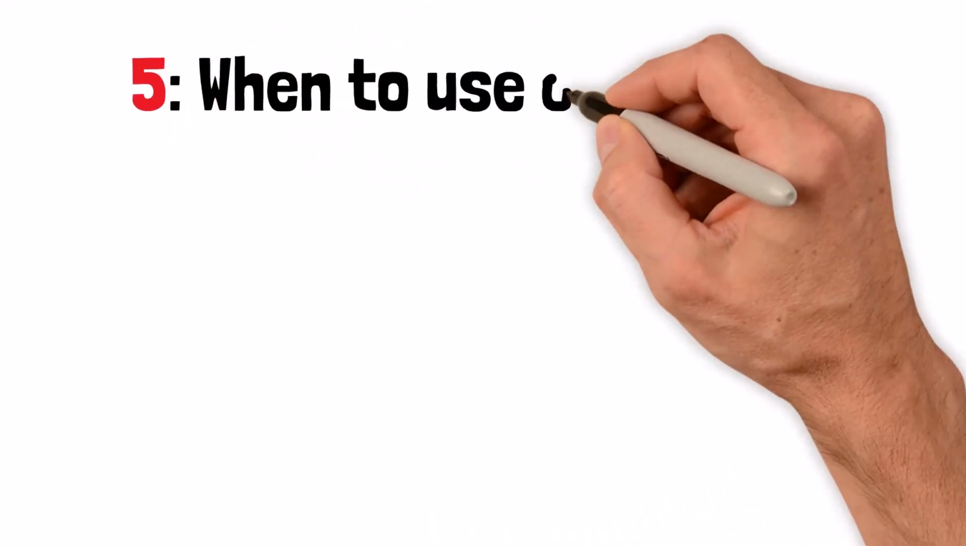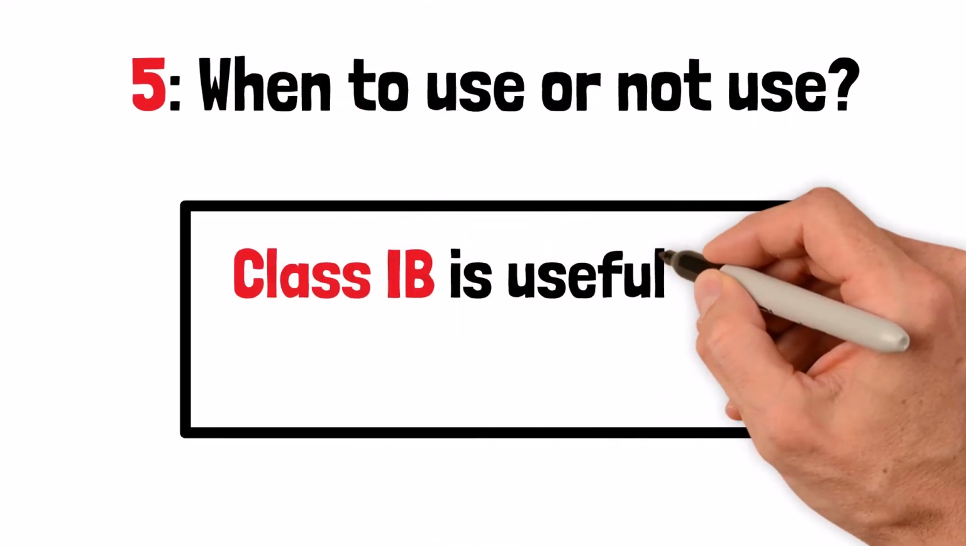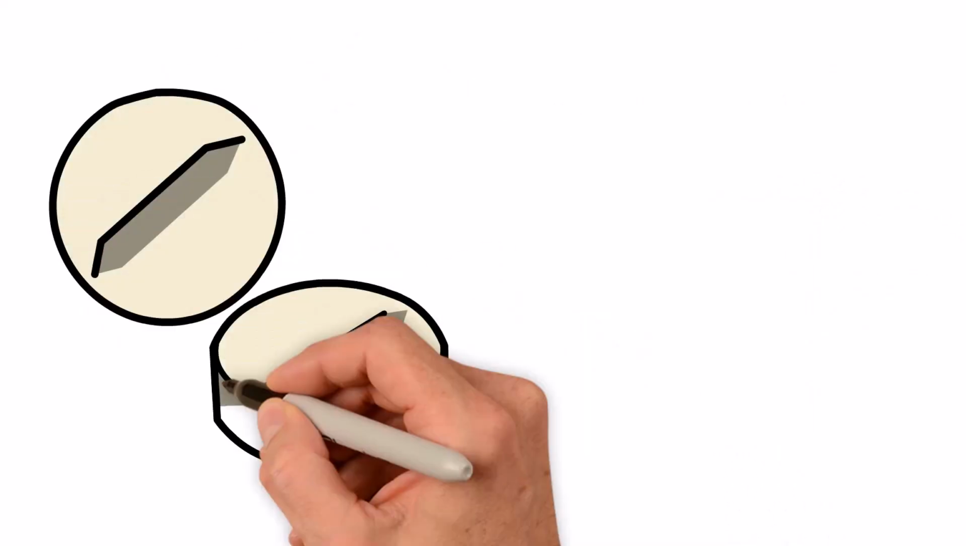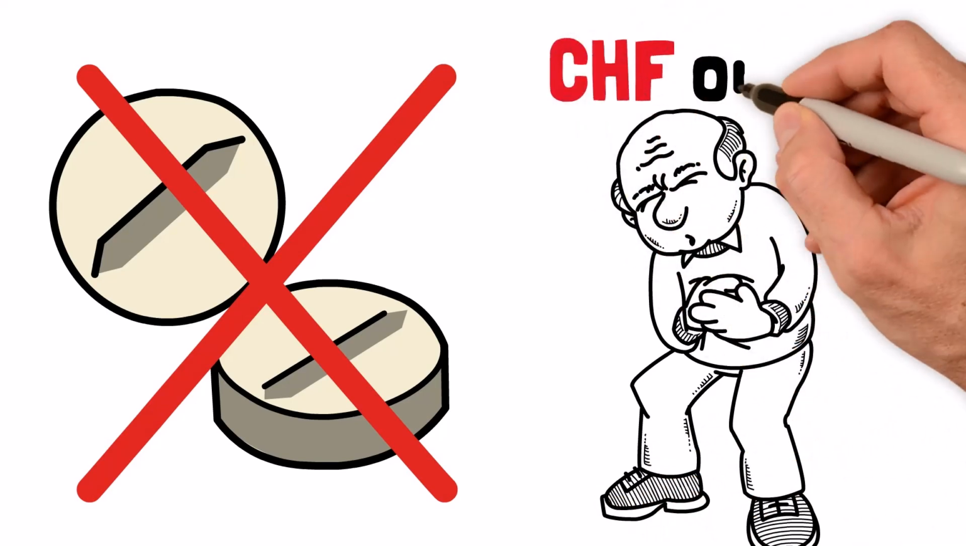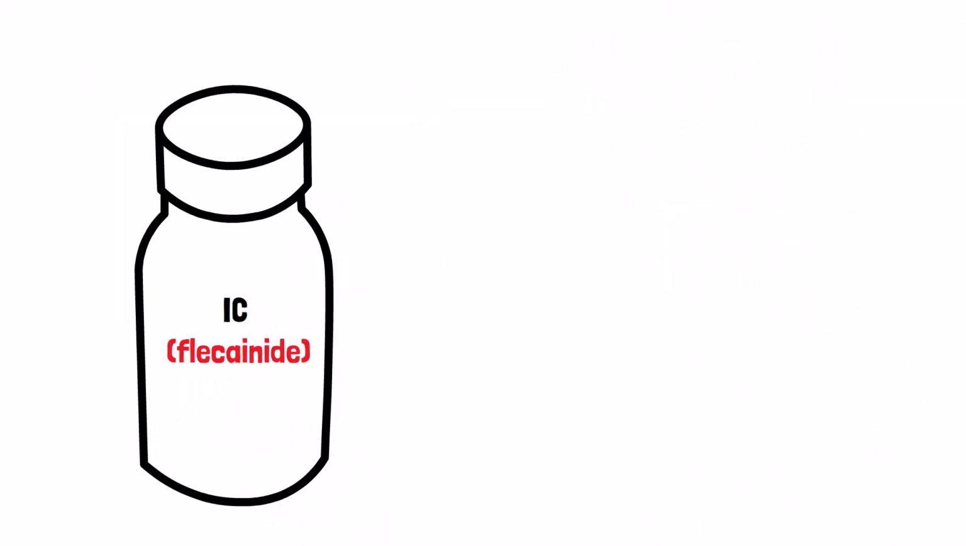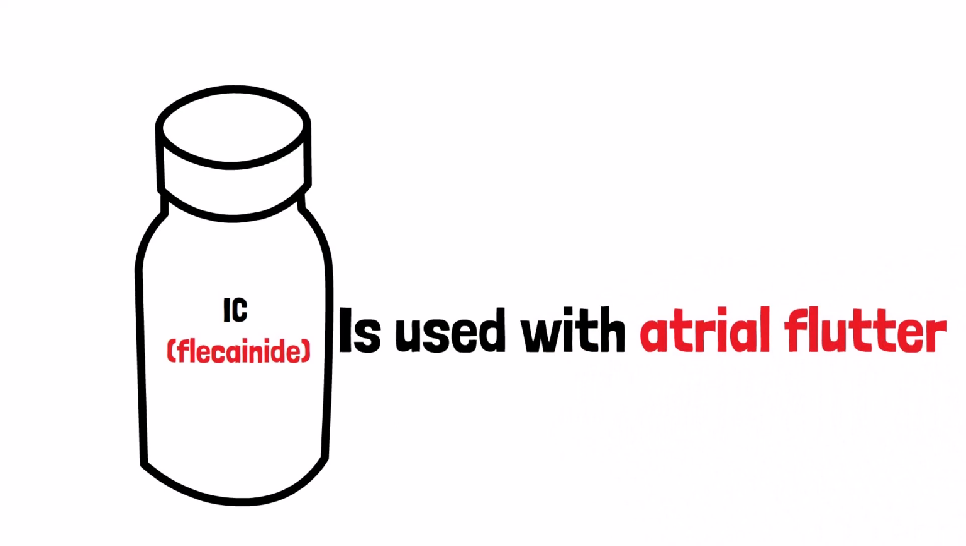Number 5. When to use or not use. Class 1B is useful for ventricular arrhythmia. Do not use 1C in cases of structural heart disease like CHF or MIs. 1C, flecainide, is used with atrial flutter.